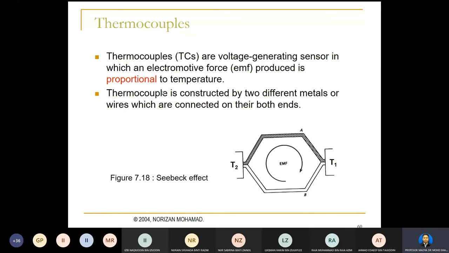Okay, next is the thermocouple. Thermocouple is also one of the temperature sensors. It is active, so there is no need for a power supply to operate this sensor. The thermocouples are voltage generating sensors in which an electromotive force, EMF, is produced proportional to the temperature. The thermocouple is constructed from two different metals or wires. We call it metal one and metal two, and this is a wire connected at both ends.